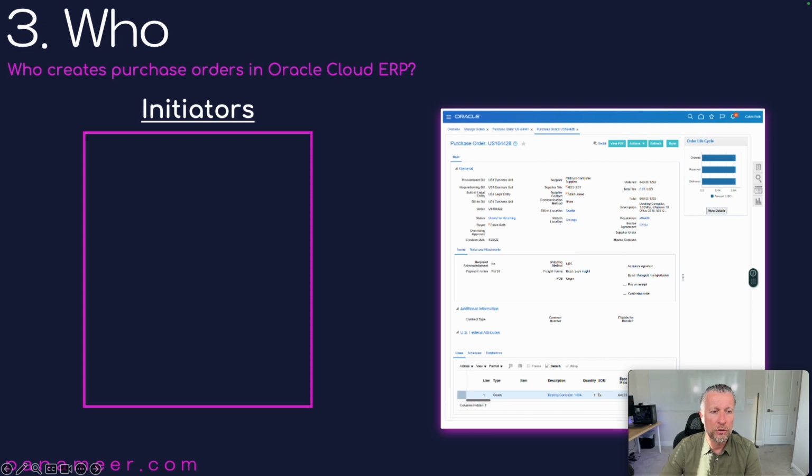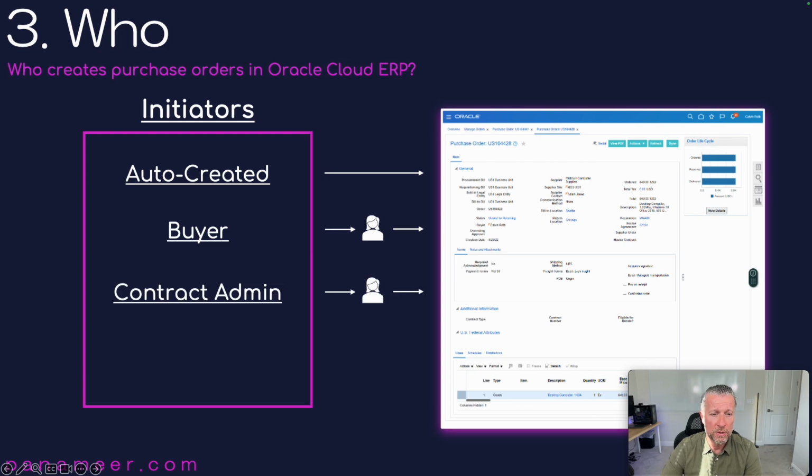Okay, slide 3. Who creates purchase orders in Oracle Cloud ERP? So here are the initiators. First, some are auto-created. Think about using some commands on an agreement to take approved recs and auto-generate the PO. Some are created by the buyer in the sourcing workbench.